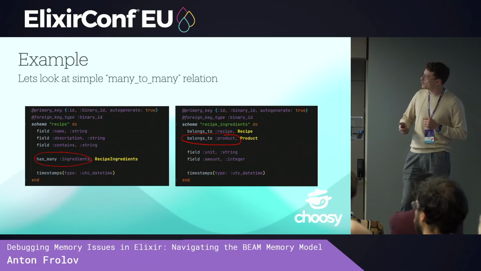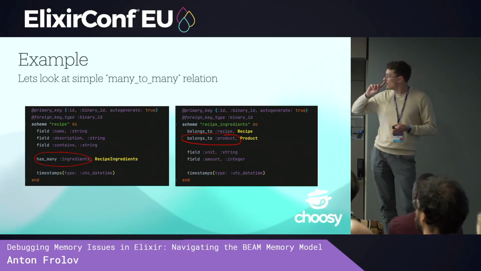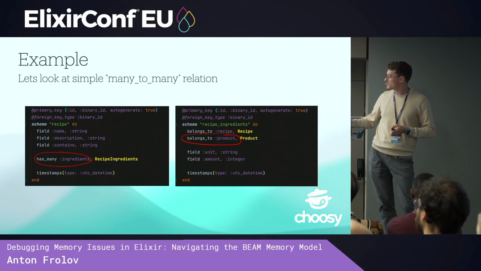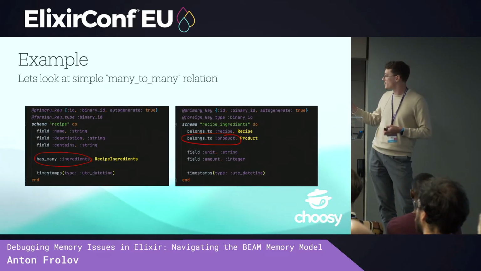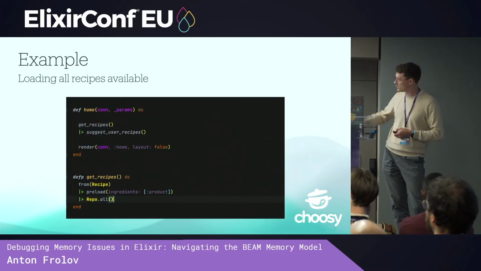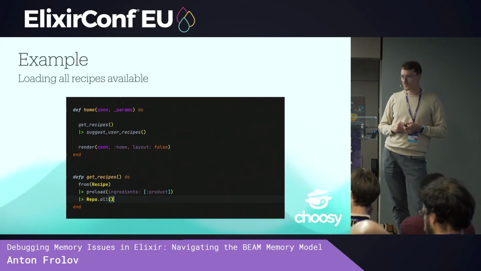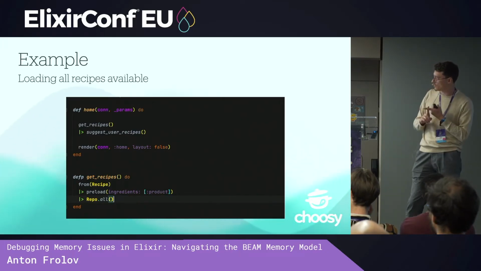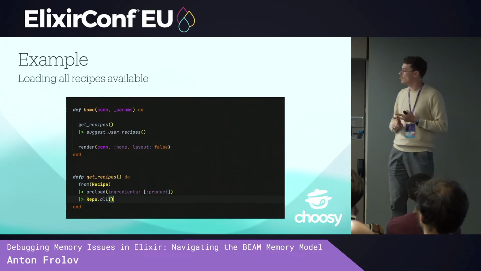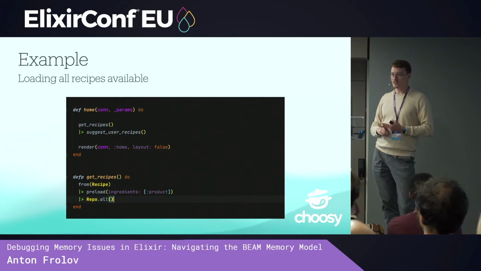So hopefully you can see it, but if you don't, it doesn't matter much. It just shows that we're using Ecto: recipe has many ingredients of the recipe ingredient type, and recipe ingredients belong to the products. So we use these associations to preload all the data. Here we load all the recipes, and for each recipe we preload all ingredients, and for each ingredient we preload product. We load all the recipes here because we actually need this. This is how it works in the product.